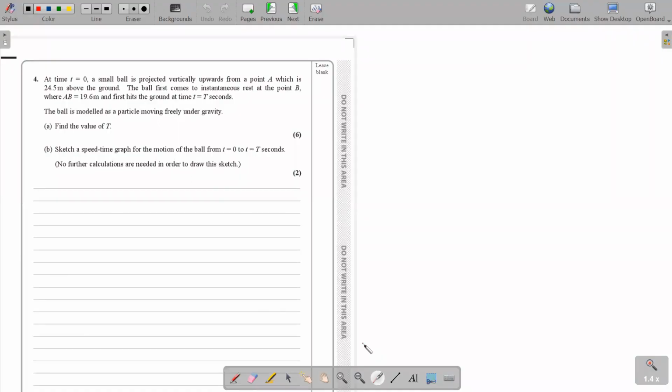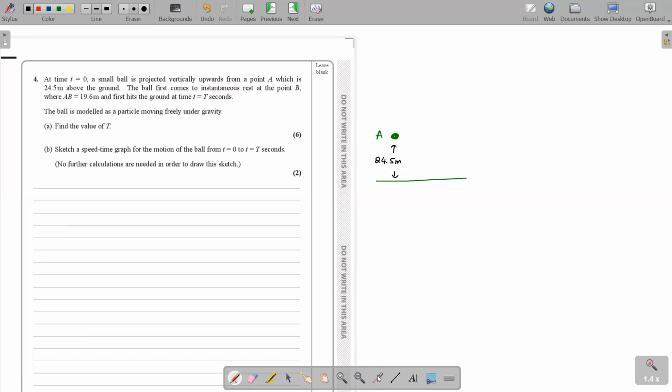Question number 4. At time t equals 0, a small ball is projected vertically upwards from a point A, which is 24.5 meters above the ground. You see this? The point A is what? 24.5 meters above the ground. The ball first comes to instantaneous rest at the point B. So first have a visual idea of what's going on. This is the ground. So point A is above the ground, 24.5 meters above the ground.